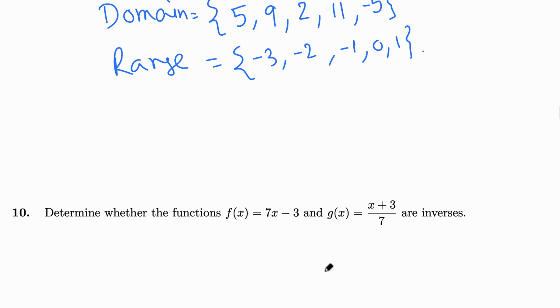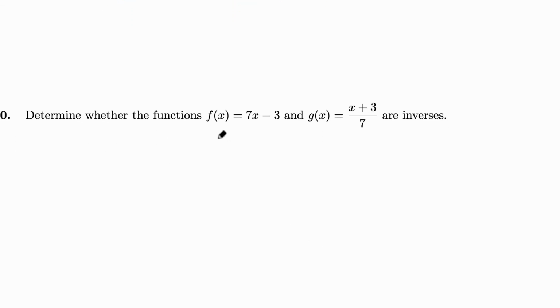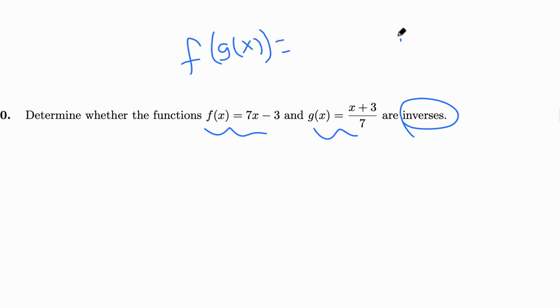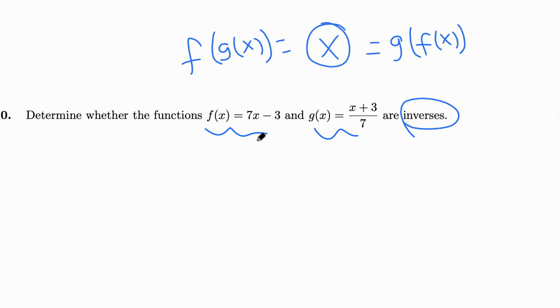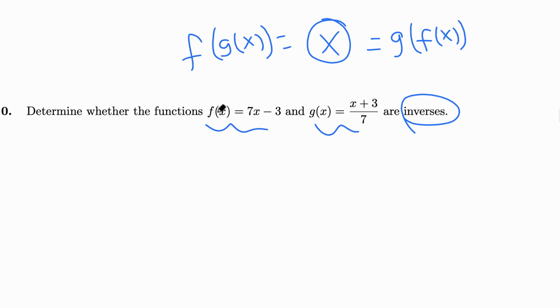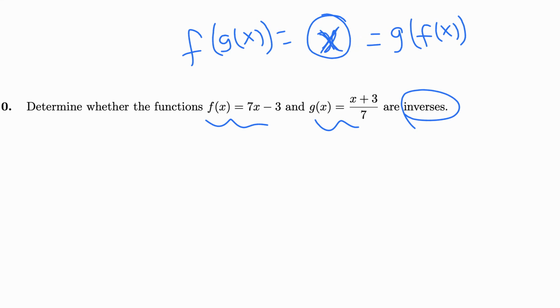Number 10, determine whether the functions f and g are inverses. Inverse function means when we find the composition f of g of x, or backward, g of f of x, this should be both the identity function x. So we find the composition of f and g, that should be x, and we also find the composition of g and f, that should be the function x as well. So let's do that. In that case, we call them inverses.